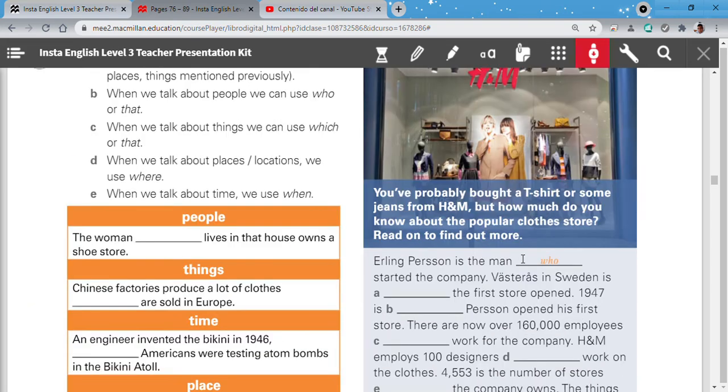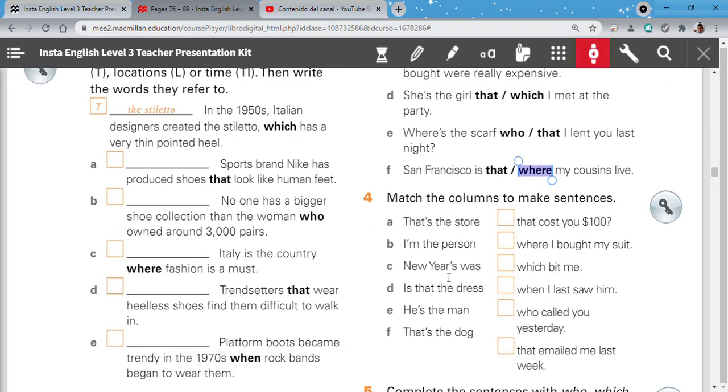Remember, practice, practice, practice. Number 4, match the columns to make sentences. So you have, in the second part, that, where, which, when, who, that. Remember, you connect two ideas, okay? That's the store where I bought my suit. Donde compré mi traje.